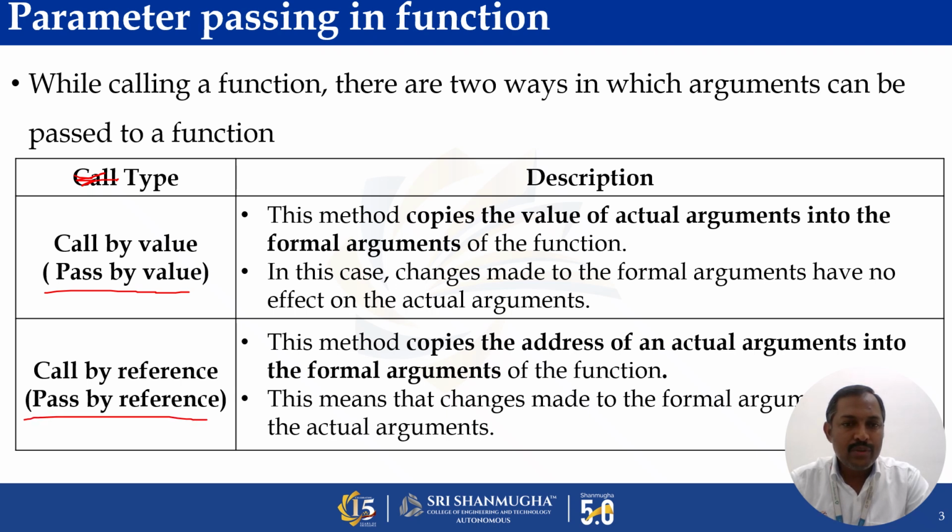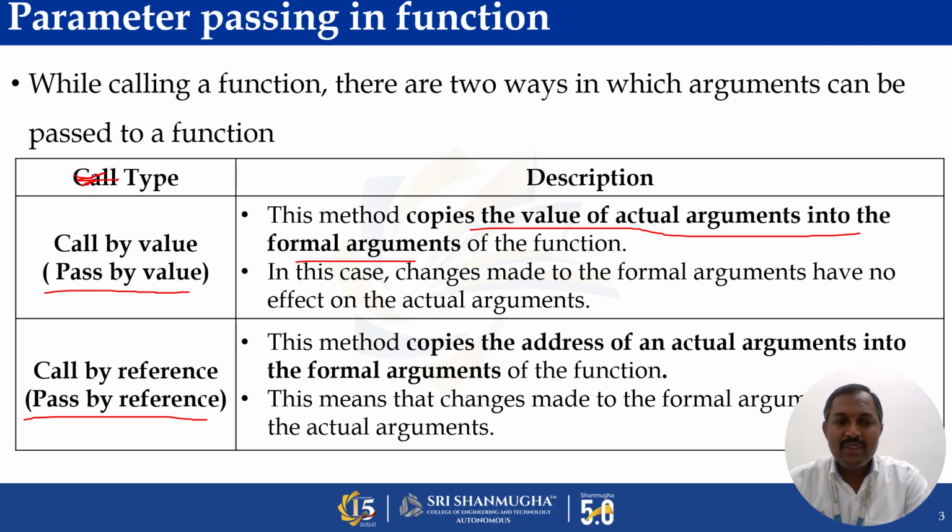What is call by value? This method copies the value of actual arguments into formal arguments, from the function call into the function definition's formal arguments. In this case, whatever changes we make in formal arguments have no effect on the actual arguments. Just the value is copied, so changes in formal arguments will not be reflected in actual arguments.